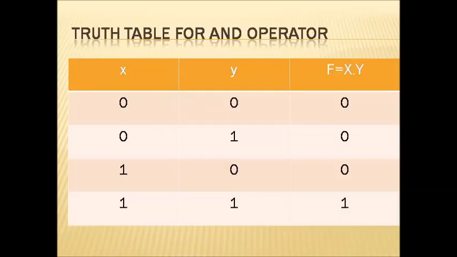Please see the truth table for the AND operator. x and y are two Boolean variables. When we perform the logical multiplication, f is the resultant output. So here you can see that f is equal to xy, which produces 1 when both x and y are 1. Then only it will produce a 1.